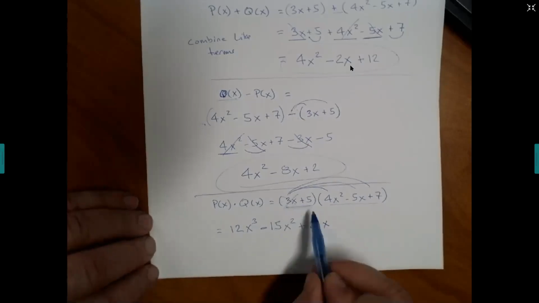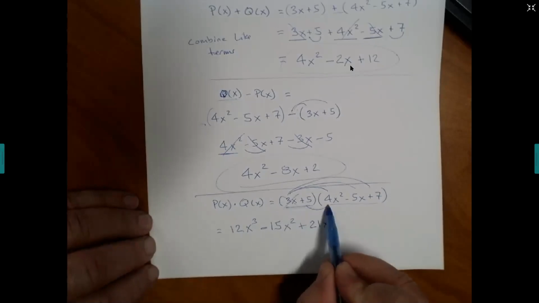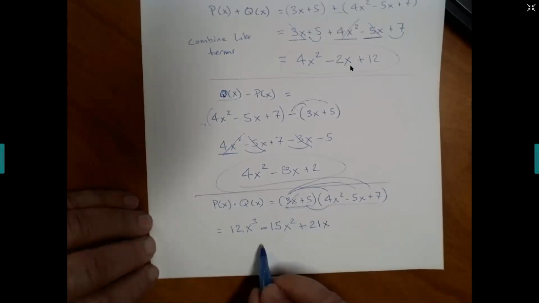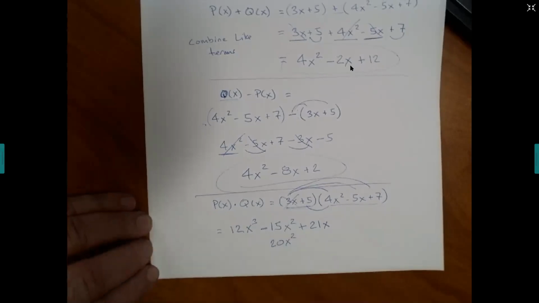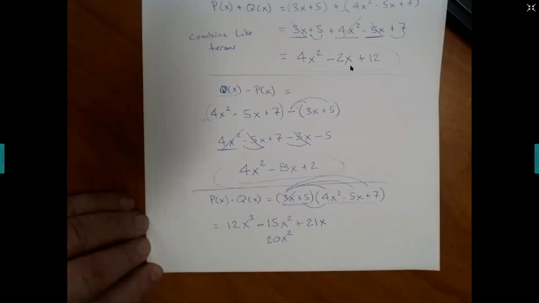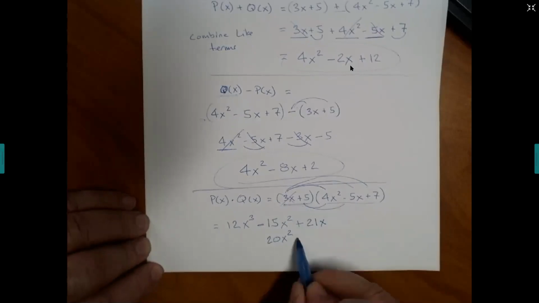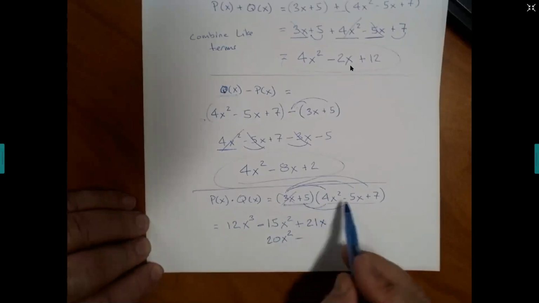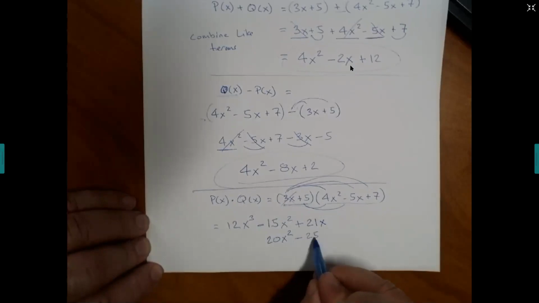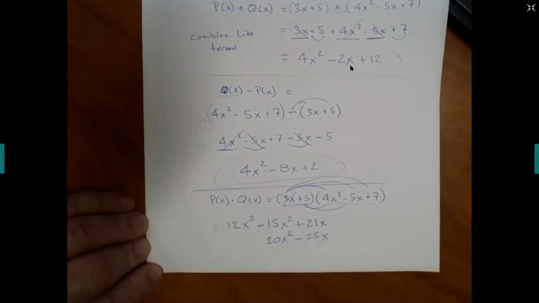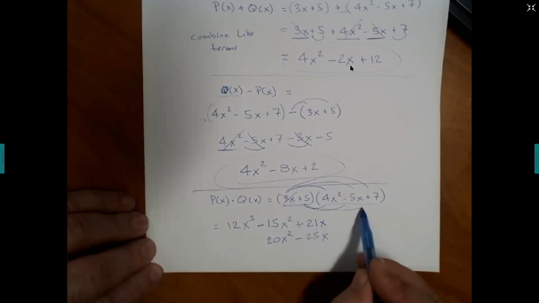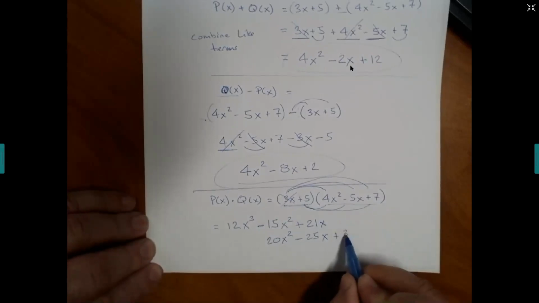Now the 5. 5 times 4 is 20. I like to line them up. Since here are the x squares, I line them up under the x squares. 5 times 4 is 20, x squared. 5 times negative 5 is negative 25, and x. And the last one is 5 times 7 is a positive 35.